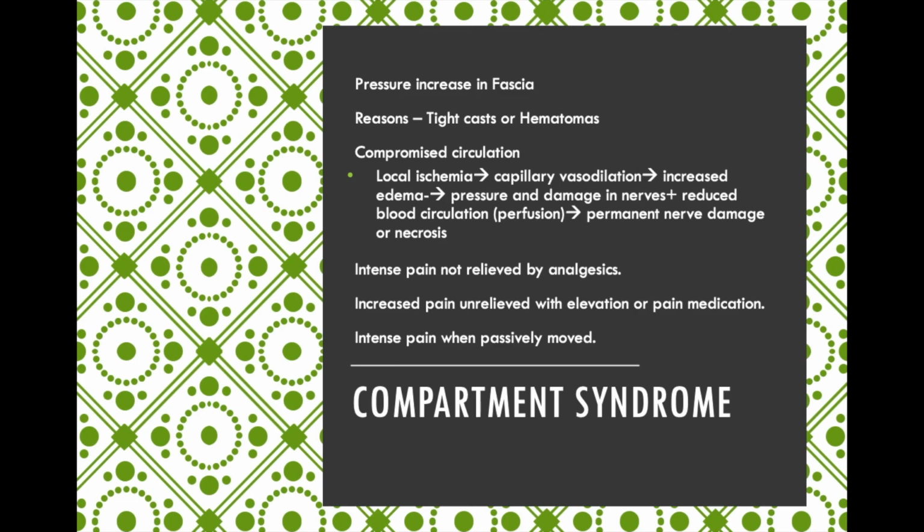So what happens is that there's pressure inside the patient's fascia, and this could either be because of a tight cast or hematomas, which is blood stationed in there. So it's going to lead to local ischemia, and then basically the low blood flow is going to cause capillary vasodilation. It's going to increase the edema, which causes pressure in that area, and then it's going to reduce perfusion, because if you have edema and compression, obviously you're not going to have enough areas for the perfusion. So the problem with compartment syndrome is that if it's not treated properly or right away, this could end up causing nerve damage and necrosis. And once this happens, amputations might be needed.